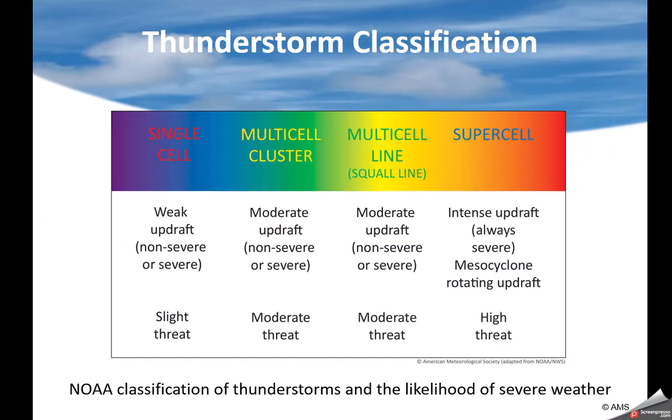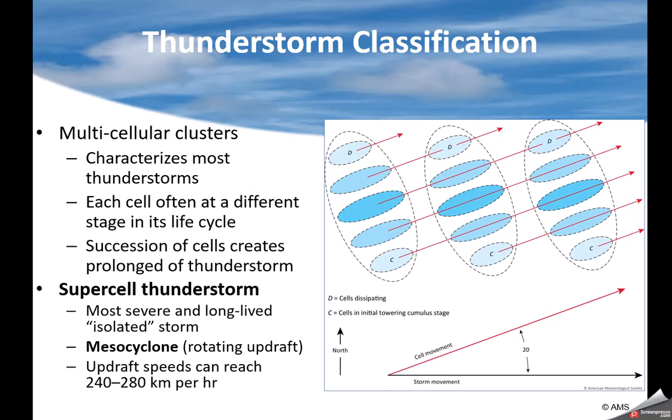We classify thunderstorms as a single cell thunderstorm, multi-cell cluster or multi-cell line, very similar, just the shape a little different, and supercell. So in a multicellular storm, you have a series of thunderstorms literally feeding off each other. And what happens is you'll have one cell, usually on the southern end, that's developing. They get stronger as they begin moving into the system, reach their peak, then weaken and dissipate.